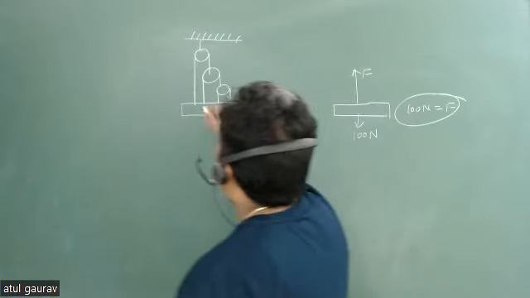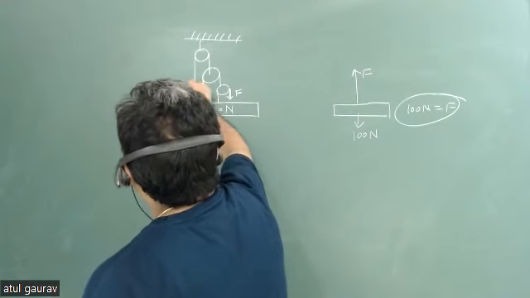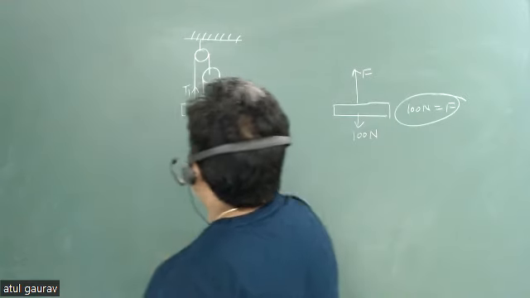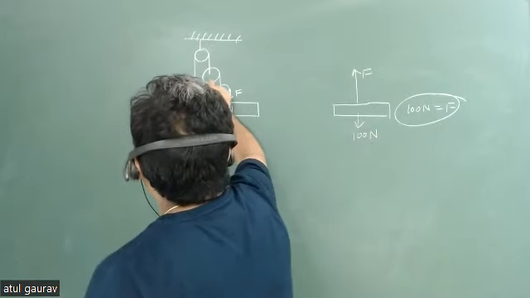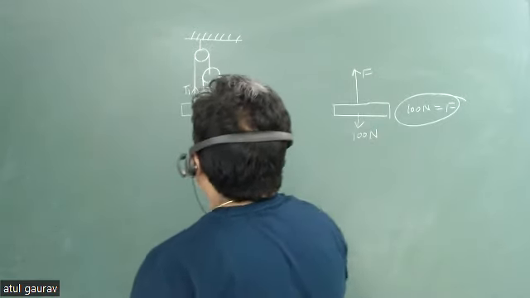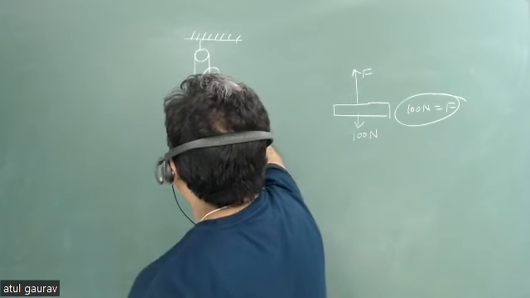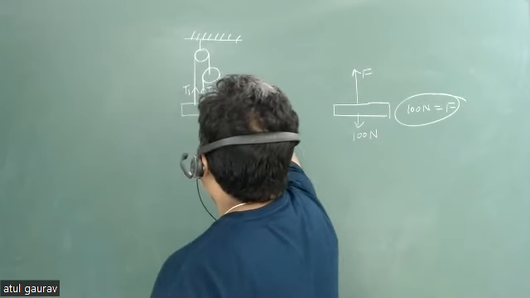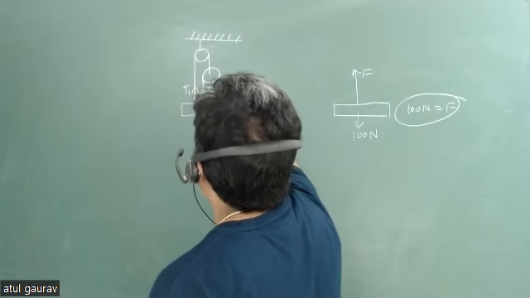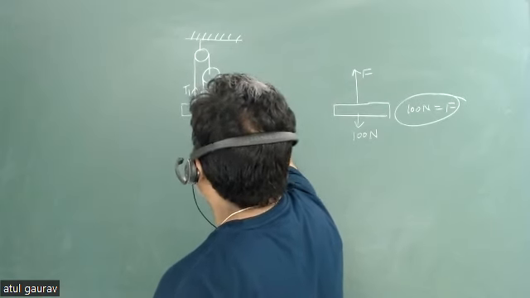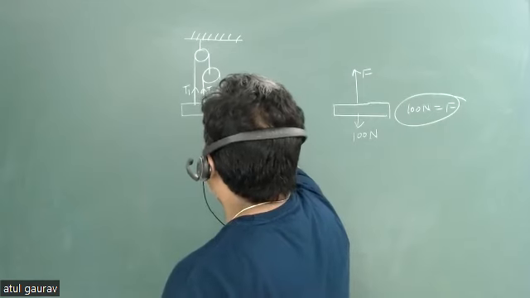Okay. So suppose this has tension T1. Let's say this has tension T2. And what will be this tension? 100 minus T1 minus T2. What will be this tension? This is F. If this is F, then this is also F, isn't it?